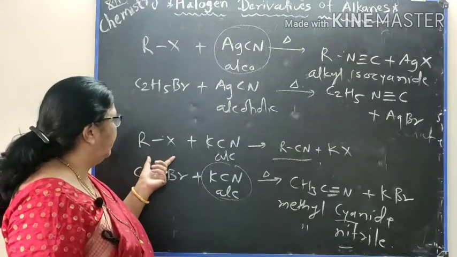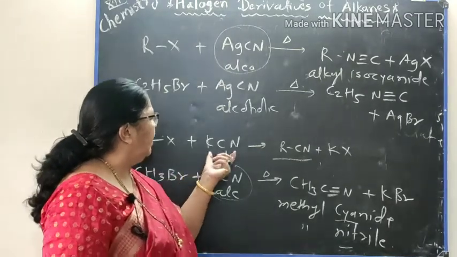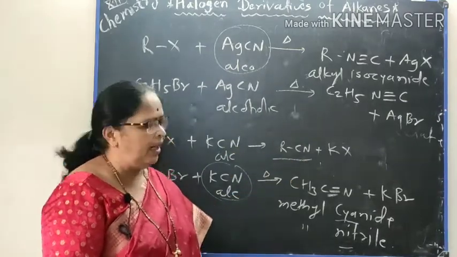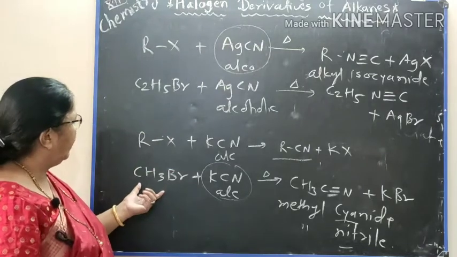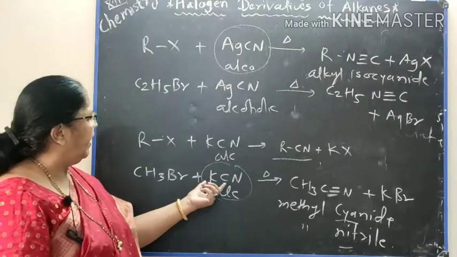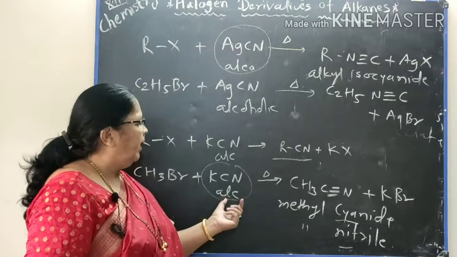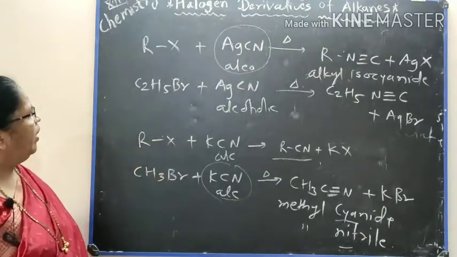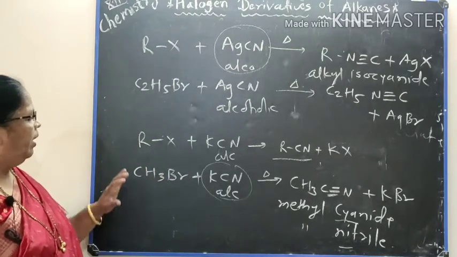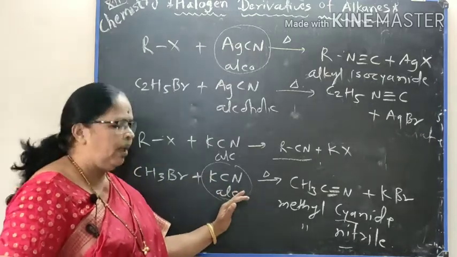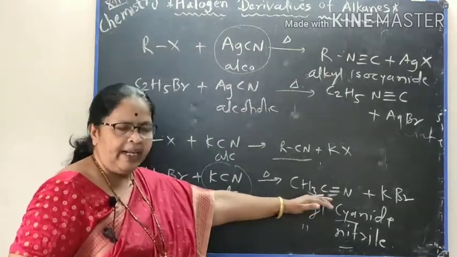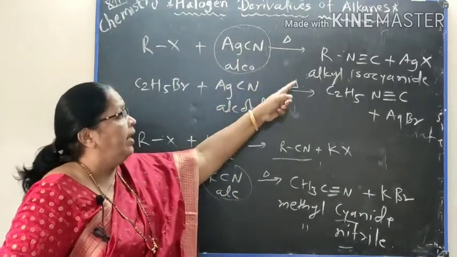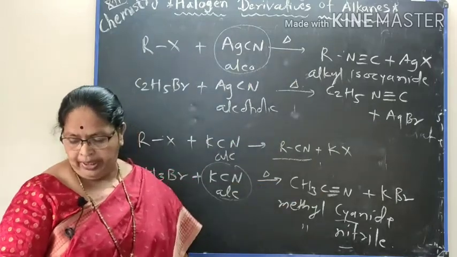Next reaction, that is alkyl halide treated with alcoholic potassium cyanide. It gives the alkyl cyanide with potassium halide. For example, methyl bromide is treated with potassium cyanide in alcoholic condition. Here you will get methyl cyanide and potassium bromide. Here the most important distinguishing point: when alkyl halide is treated with alcoholic potassium cyanide, it gives cyanides, and when alkyl halide is treated with alcoholic silver cyanide, it gives the alkyl isocyanide.